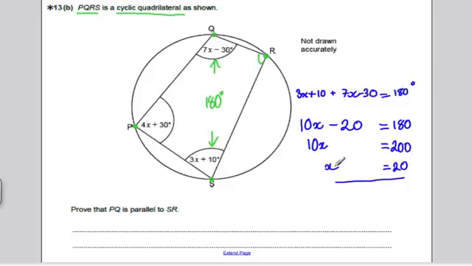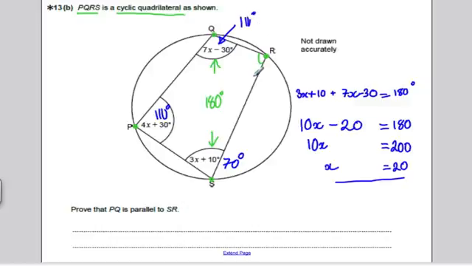And if we can find x, we can actually label in all these angles that had x in them. So this here must be 3 times x, which is 20, plus 10, which is 70. And this must be 4 times x, which is 80, plus 30, which is 110. And just for interest, this one here is 7 times 20, which is 140, minus 30, which is 110 degrees again.